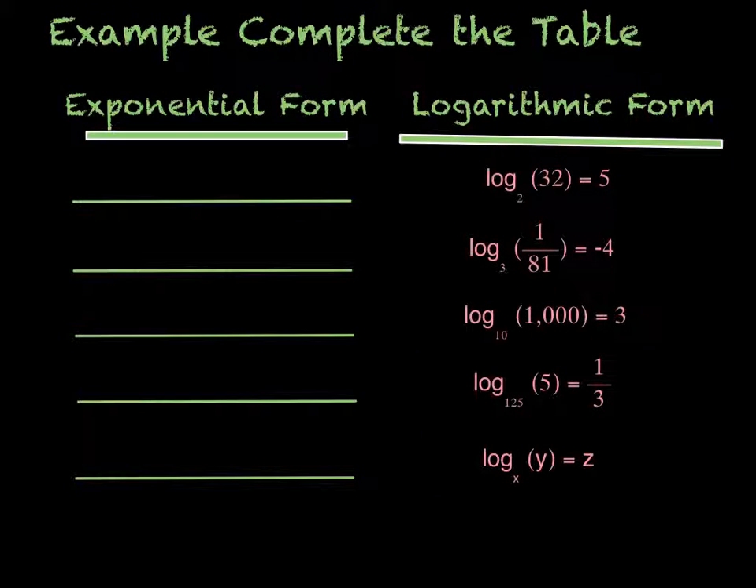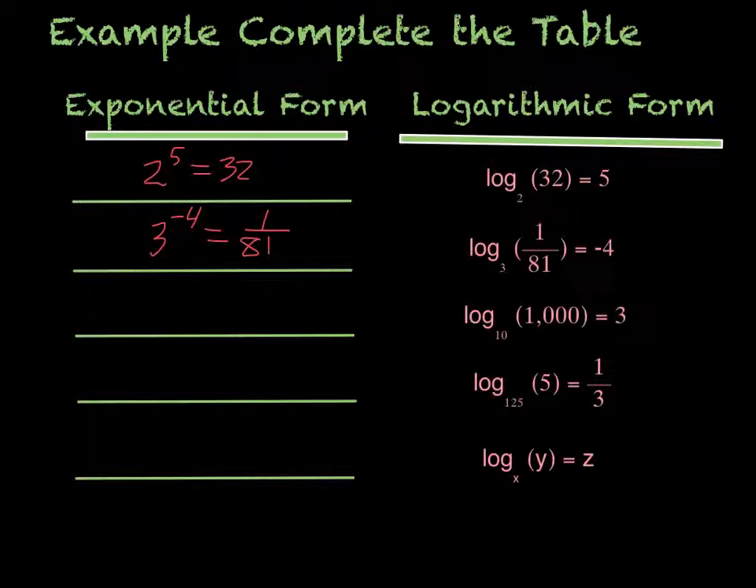We can go from logarithmic form to exponential form in the opposite way. So now let's complete this next table here. If we have log base 2 of 32 equals 5, then we can convert that to 2 to the power of 5 equals 32. The next one, log base 3 of 1/81 equals -4. So that means 3 to the power of -4 equals 1/81.